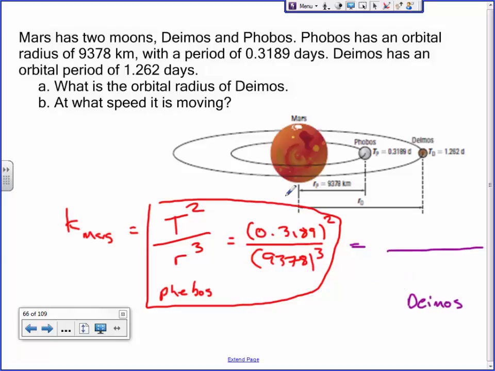Like the same constant. So for Deimos, the Deimos period is 1.262. We need to know its radius. Can you use whatever units you want as long as you use the same? Yes. That's one of the nice things about this, you just pick whatever units you want. So when I'm done solving for the radius, since the other radius was in kilometers, this radius will be in kilometers. The only rule would be that, you know how we had 0.3189 days? The other one better also be in days.